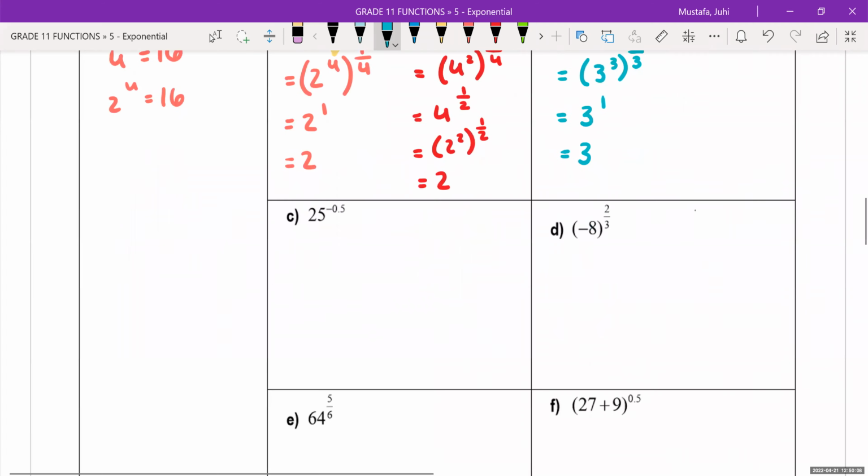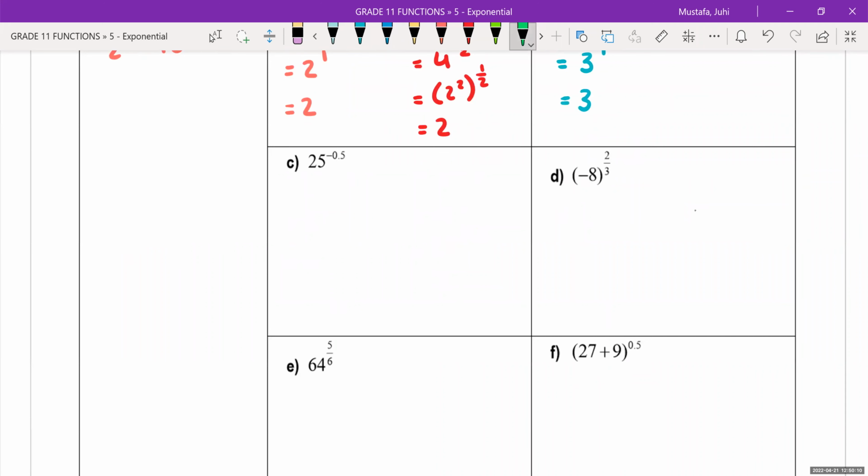Okay. Let's keep going. So for this question, I have -0.5, which is a little annoying. That's okay. We can actually rewrite this question. So it's 25 to the power of negative 1 over 2. I feel decimals are really confusing, so I prefer fractions. Can we think of a power that we can replace 25 with?